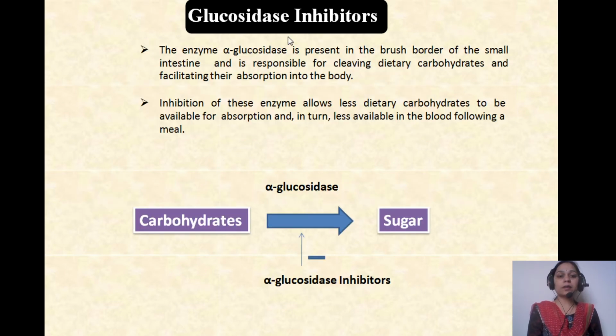Last category is alpha glucosidase inhibitors. The enzyme alpha glucosidase is present in the brush border of the small intestine and is responsible for cleaving dietary carbohydrate and facilitating their absorption in the body. So alpha glucosidase inhibitors inhibit this alpha glucosidase enzyme.